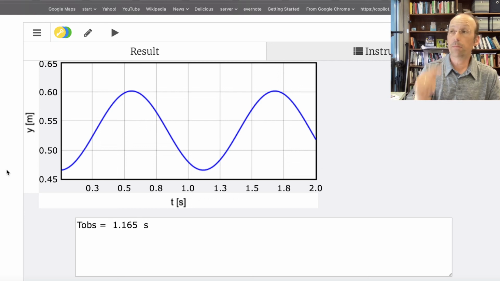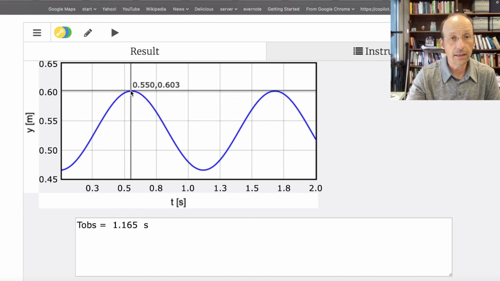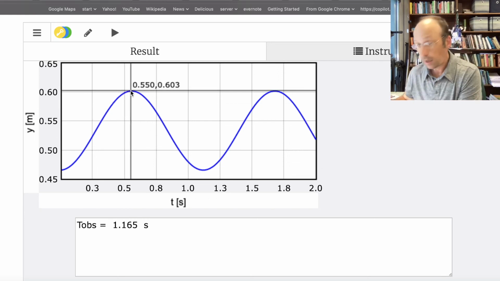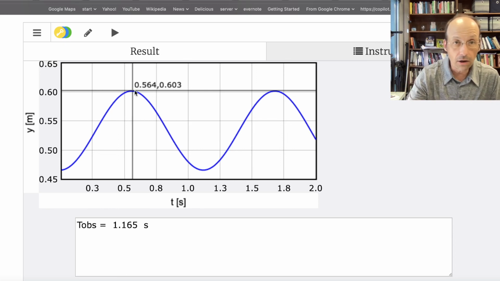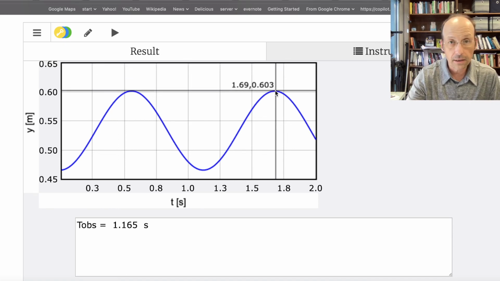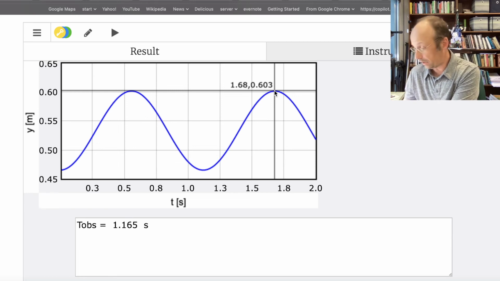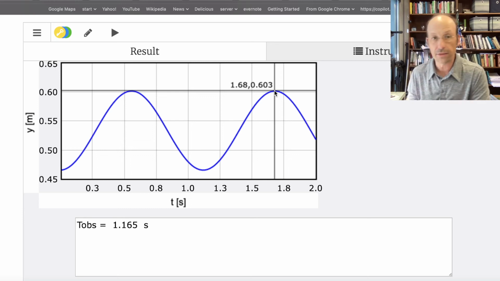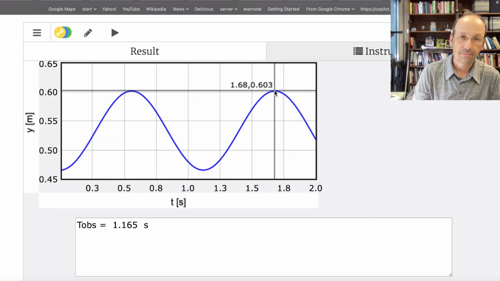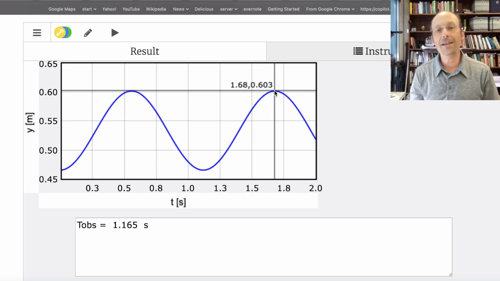So what's the period here? Well, if I look right here, I'm going to write this down. I have about a time of 0.55, and then all the way back over here, I get, look at that, 1.68. So 1.68 minus 0.55 is going to be 1.13. I mean, that's a win right there.